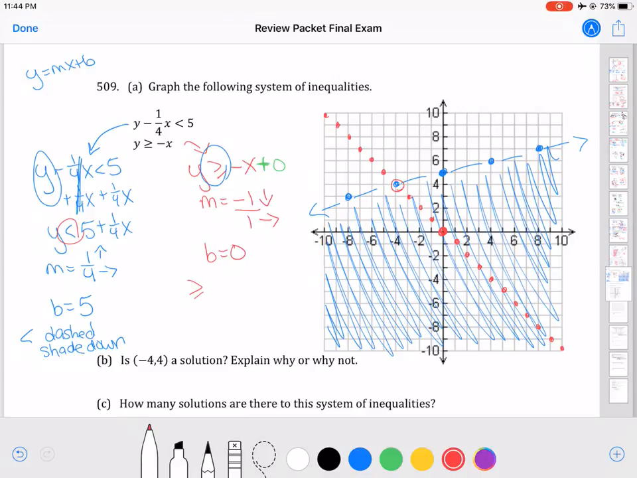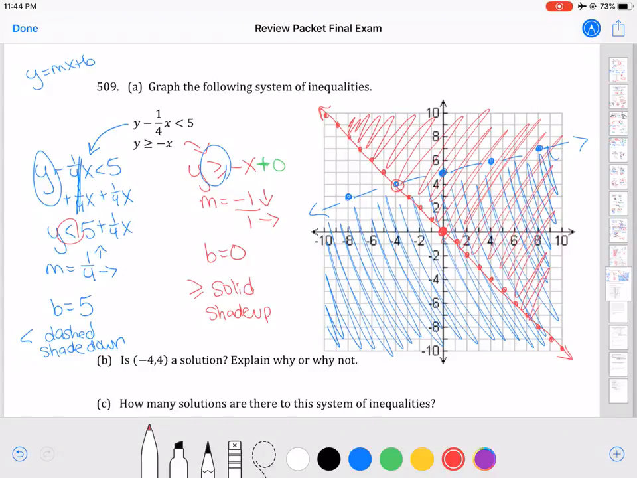Once you have that graph, you refer to your symbol. It's a greater than or equal to. That or equal to tells me that it's going to be a solid line, and since it's greater than, I'm going to shade it up. So I connect it with a regular old solid line, preferably as straight as you possibly can, and then shade it up. So shade towards the top of the graph. Everything from that line and above.